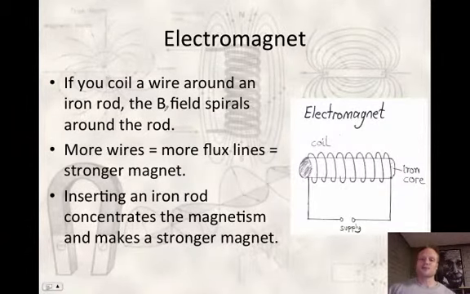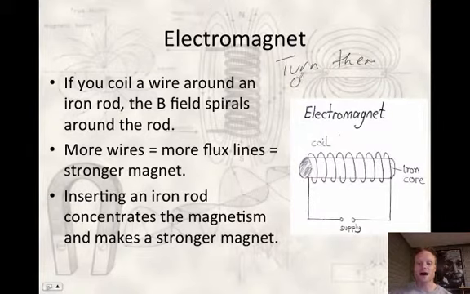This also leads into some cool applications that you can use with electromagnetism. You can create something called an electromagnet, and basically if you coil a wire around an iron rod, the B field spirals around this rod and makes the rod magnetic. The more wires that you wrap around the rod equals more magnetic flux, and so you have a stronger magnet. And what's really cool about electromagnets is you can actually turn them on and off, which is not typical with a normal permanent magnet.